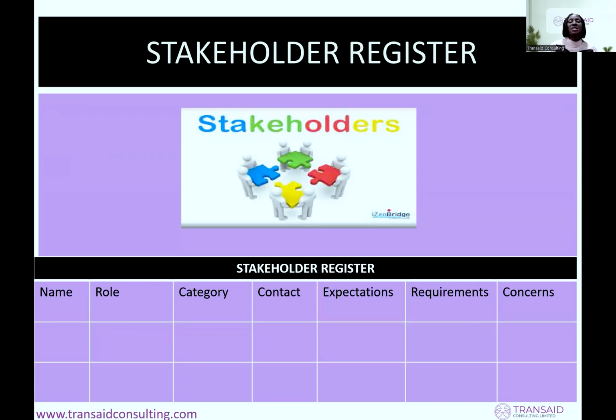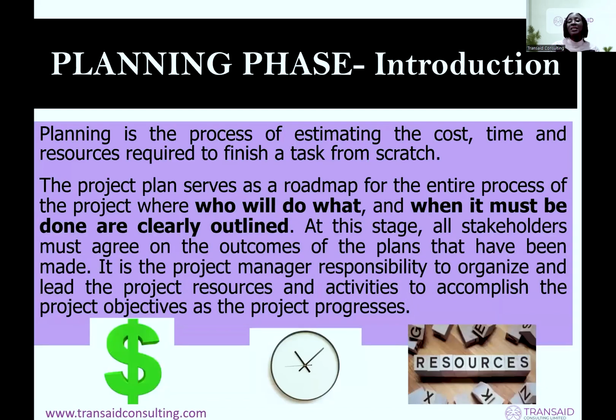So these two things are the key things you do at the initiation stage. Then you move into the planning stage. This is where the work is. Planning will take over 50% of your time. Then when you get it right with planning, it will be very easy for you to execute, monitor, and control.